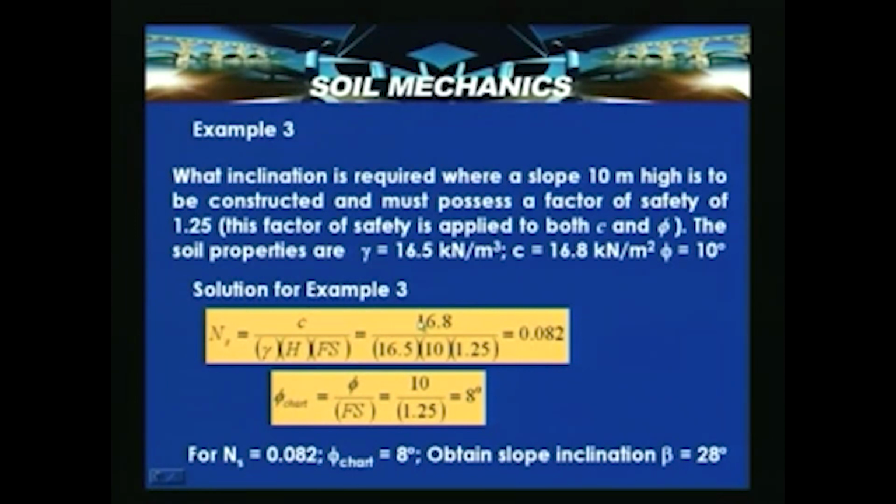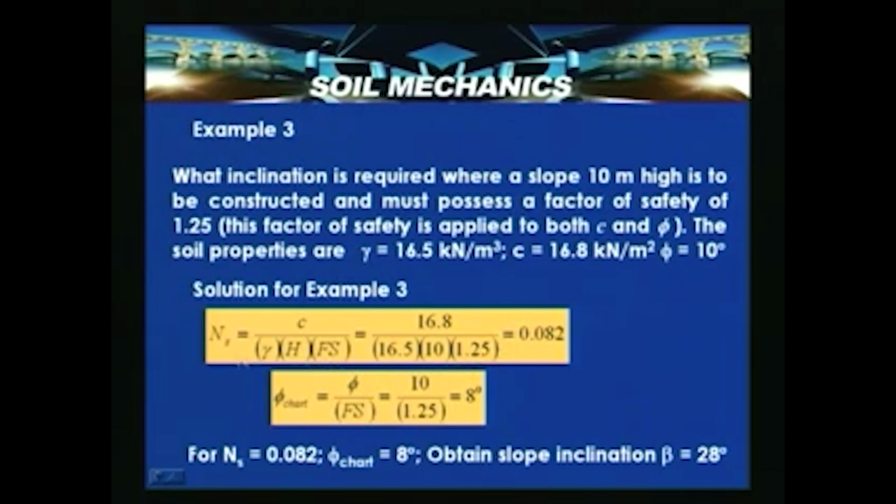So, the solution for example 3 works out like this. Stability number in a similar way can be worked out, C divided by gamma h into Fs, where 16.8 divided by 16.5 into 10 into 1.25, the factor of safety which is given as 1.25 for both cohesion and friction angle, which yields a stability number of 0.082. So, the friction angle after allowing for factor of safety is friction angle divided by factor of safety, which is 1.25, giving about 8 degrees.